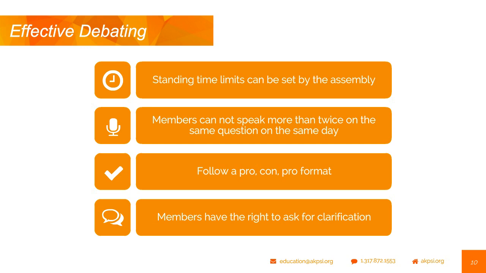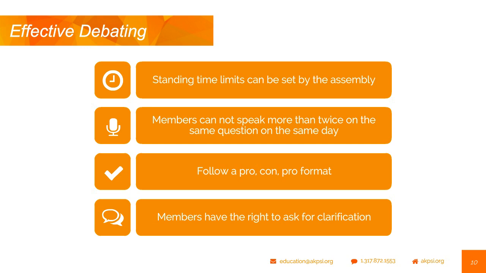Parli Pro is meant to make meetings efficient and not time consuming. You should be able to debate without spending a lot of time on one subject. So time: the assembly can set a standing time limit on all debates.